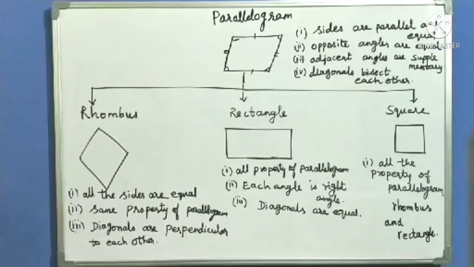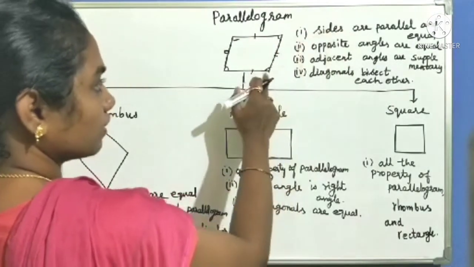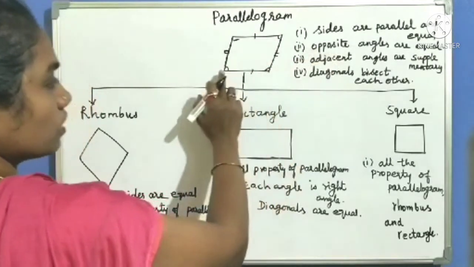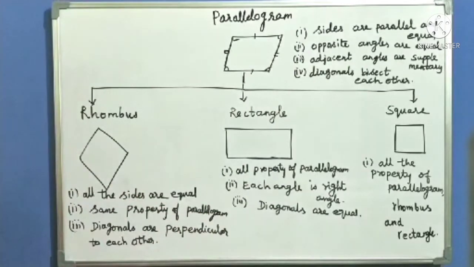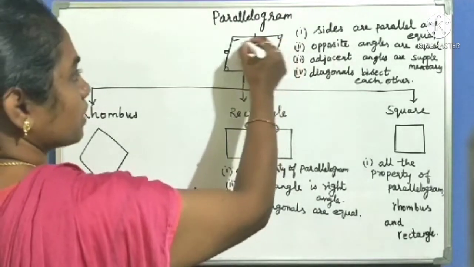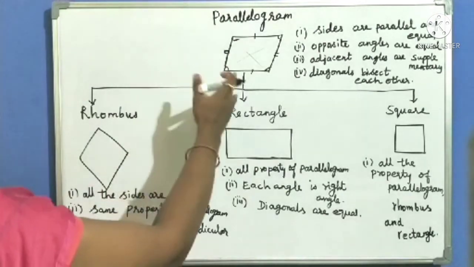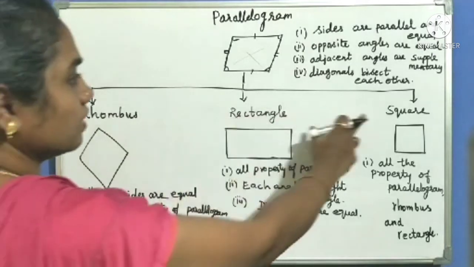So in a parallelogram, opposite sides are equal and parallel, opposite angles are equal, adjacent angles are supplementary, so 180, and diagonals bisect each other. Next, some special cases of the parallelogram, that is rhombus, rectangle and square.